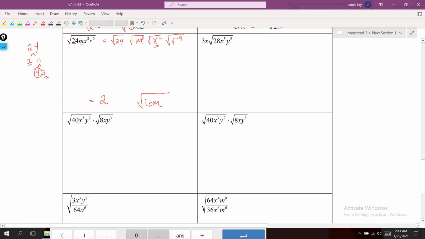X squared, that power of 2 is even, so those are going to cancel, leaving me x to come out in front. This r to the ninth, well, we're going to take r to the ninth and rewrite it this way. R to the eighth times r to the first. So now you've got an even power there, so r to the fourth can come out, half of that 8, and then this r to the first stays underneath.